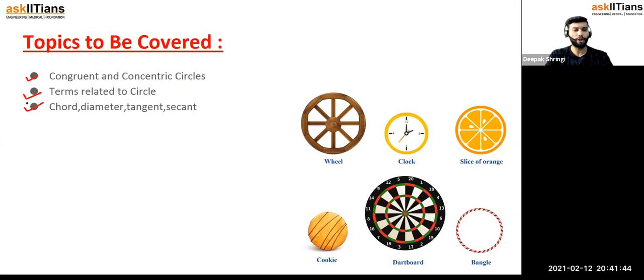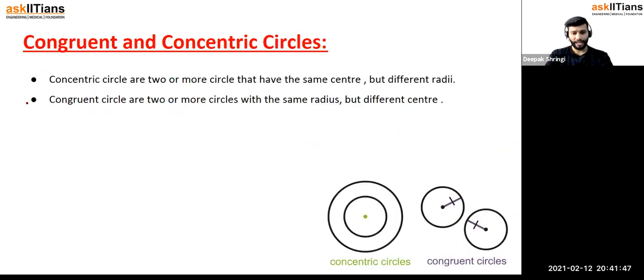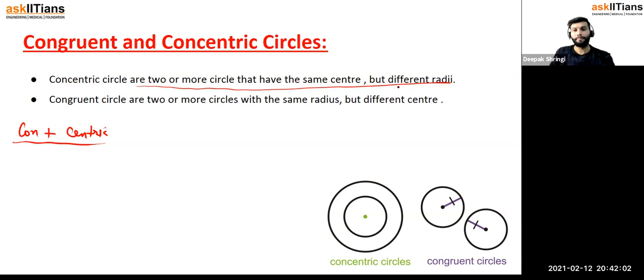So let's talk about congruent and concentric circles. So guys, look, what is concentric? Concentric means circles which have the same center. Two or more circles that have the same center but different radii are called concentric circles, right? Look at these two circles. Both of them have their center at O, but both of them have different radii. The radius of the first one is R1, and the radius of the second one is R2. So they are called concentric circles, right?